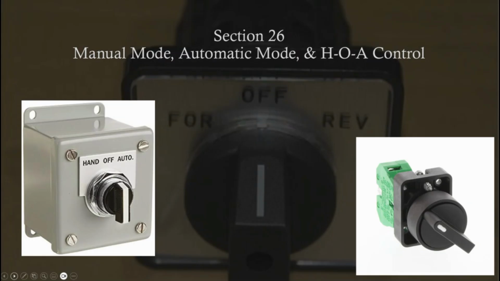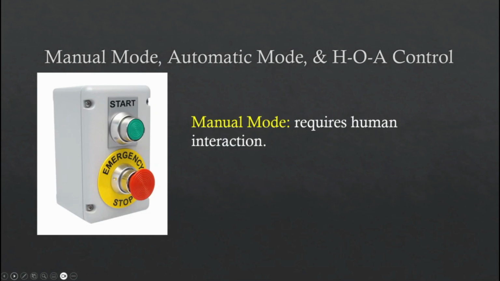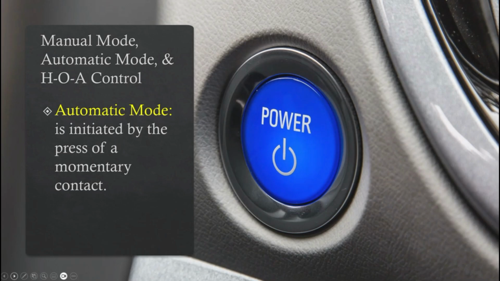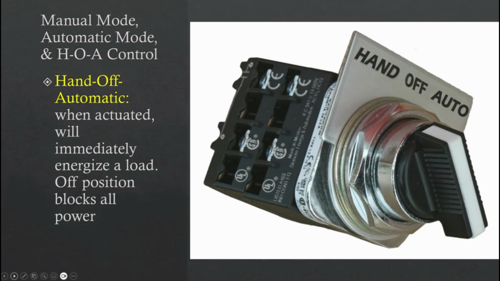Now, section 26, manual mode, automatic mode, and HOA. Manual mode requires human interaction. That button's not going to push itself. You have to push that button yourself to make something happen. Automatic mode is initiated by the press of a momentary contact. Hand-off-automatic, when actuated, will immediately energize a load. Off position blocks all power.